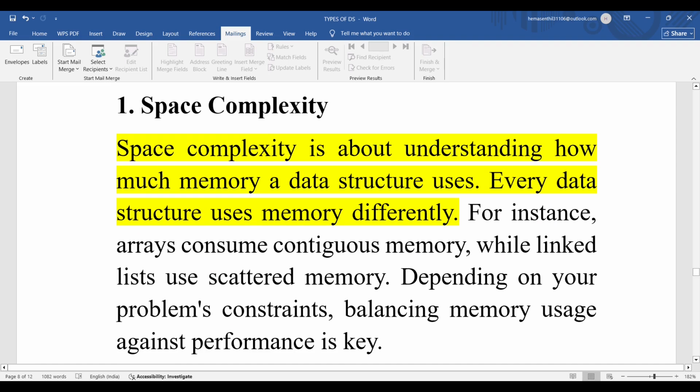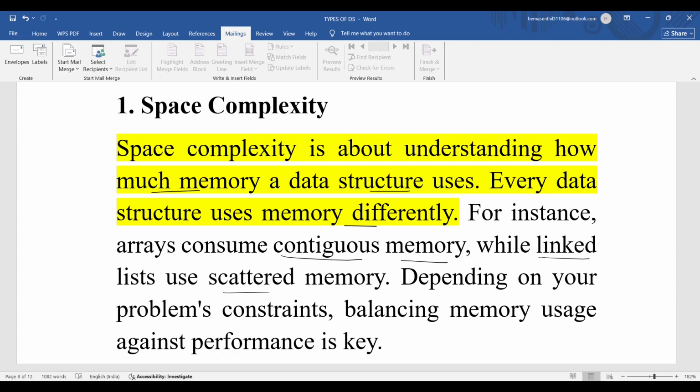Here I have given the explanation for space complexity: how much memory a data structure uses. Every data structure uses memory differently. Arrays use contiguous memory, while linked lists use scattered memory. So based on the task, we have to choose which data structure suits my problem.